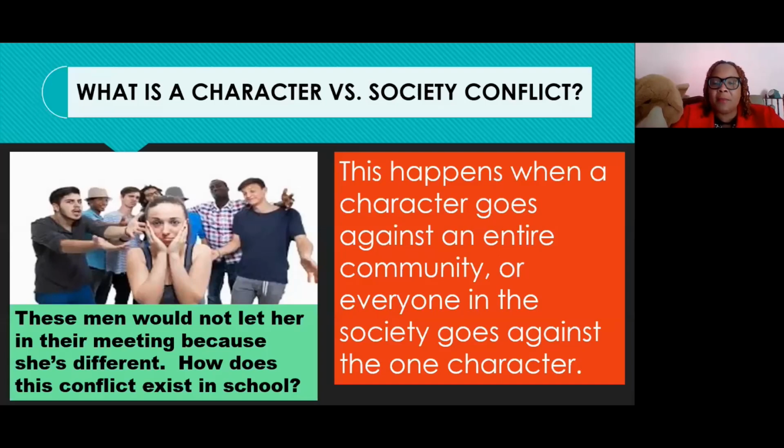So if you dislike somebody because of their color of their skin, because of their nationality, which country they came from, because if they're boy or girl, because you may think they're ugly, all of these things are character versus society conflict if the entire society is treating the person bad.